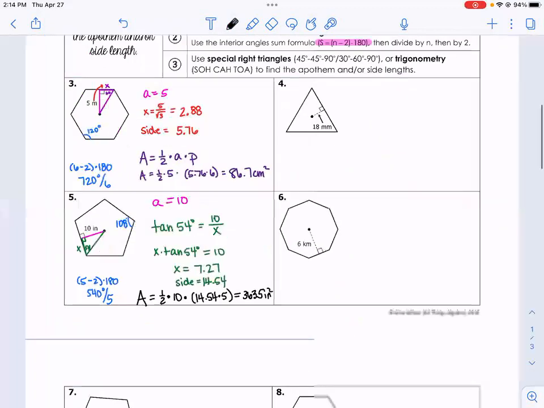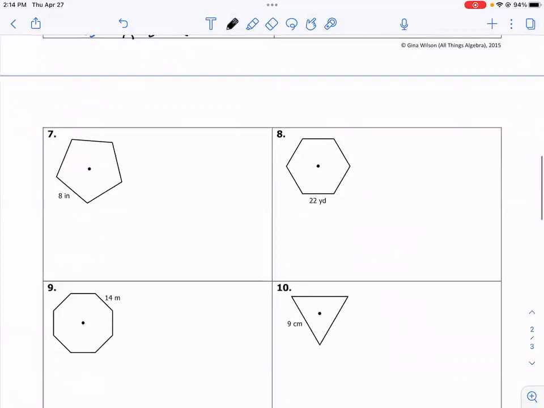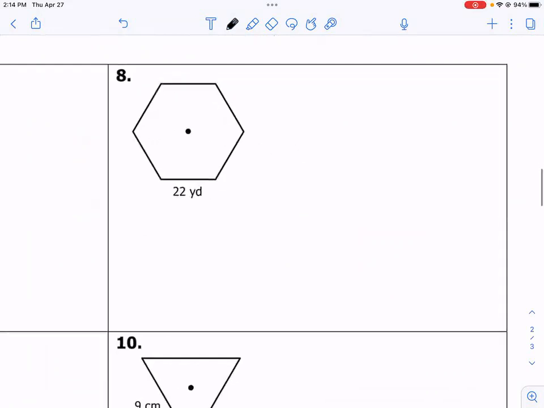All right, turn the page. No. Yes. Turn the page.